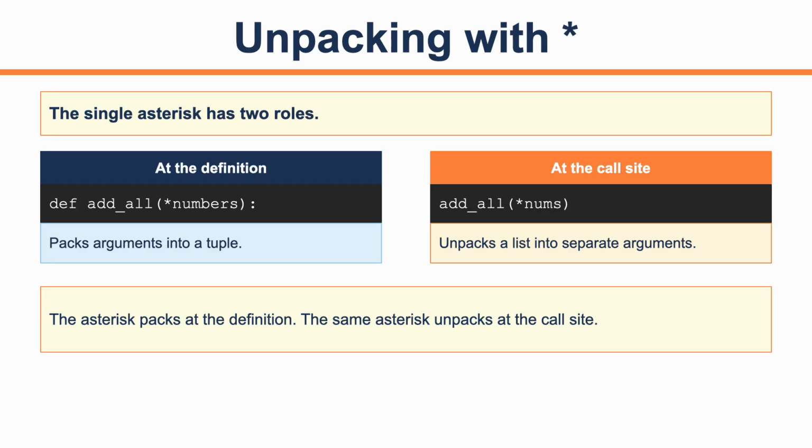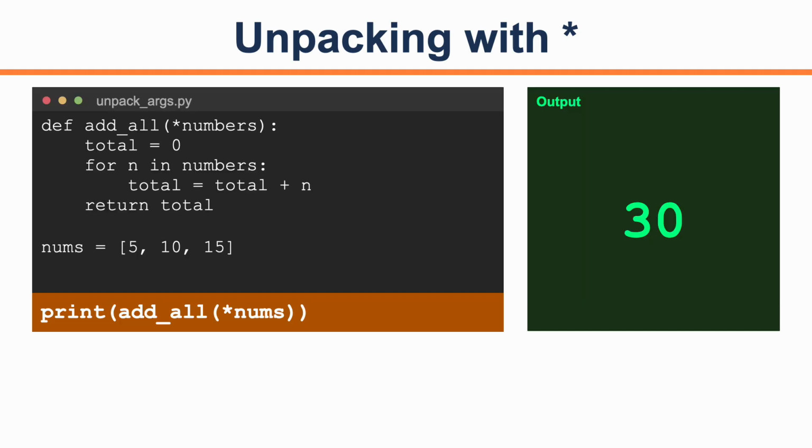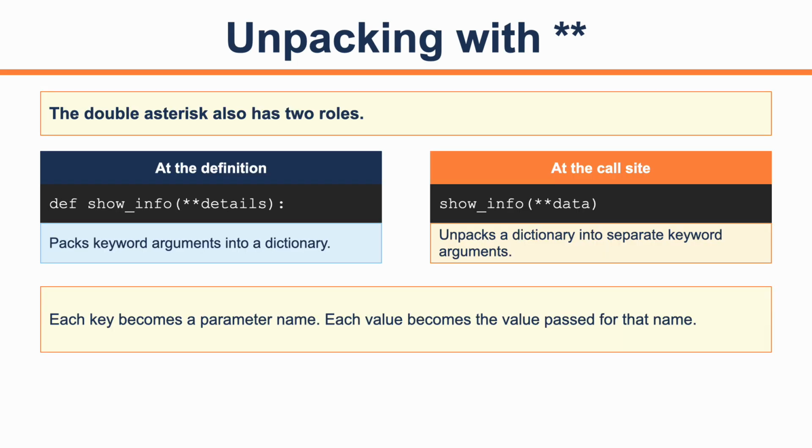Beyond function definitions, the single asterisk has one more use. At the call site, it unpacks a list and spreads each item out as a separate positional argument. This lets you pass a list to a function that expects individual values. A list called nums holds 5, 10, and 15. Passing it to addAll with a single asterisk in front tells Python to unpack the list. Each item is passed individually, as if you had typed them out one by one. The result is 30.